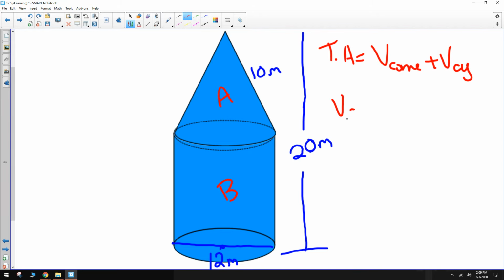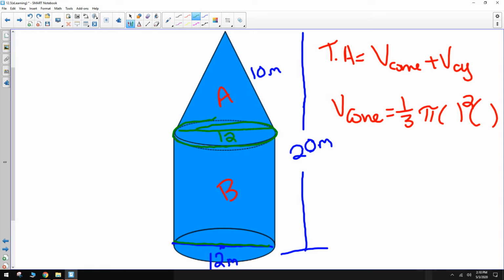All right, so my volume of the cone is 1/3 pi r squared times the height. Okay, so I know it doesn't look like it, but this is the same circle for the cylinder and the cone. So if the cylinder's diameter is 12, this is also 12. So then the radius is 6 for the cone. And I need the height of the cone. I don't have it, but again, we're going to draw it in.